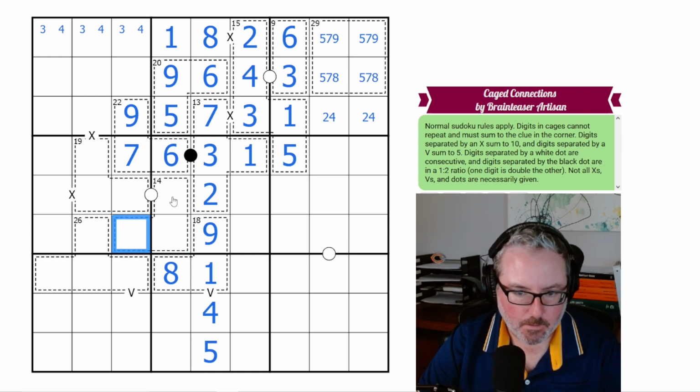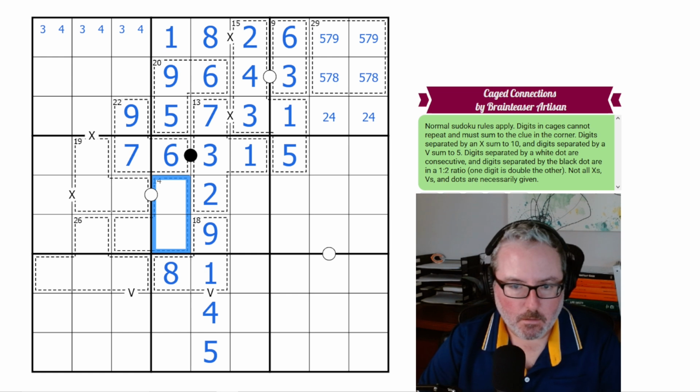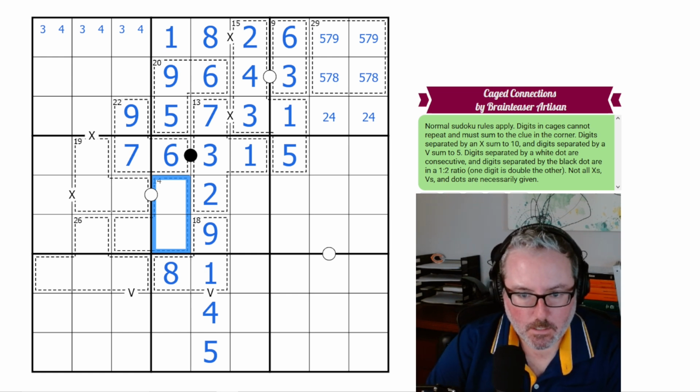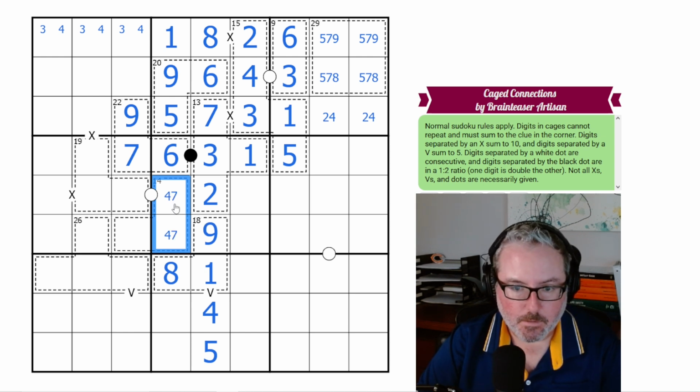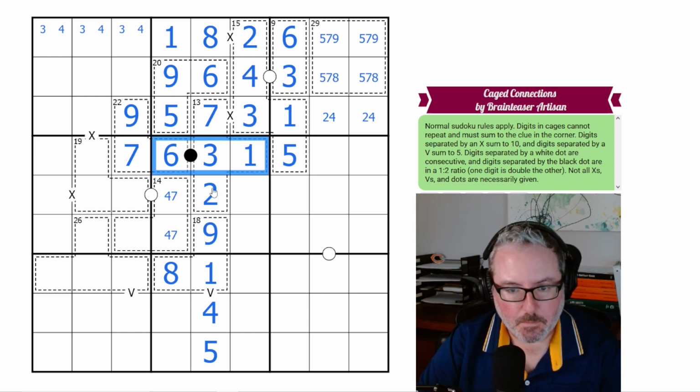Because if we can, it's going to help us over here. They can't be from 1, 2, 3. They could be a 4. They can't be 5, 6, 8, or 9. So they are a 4, 7 pair. It's the only possibility between the box and the column that's left over.